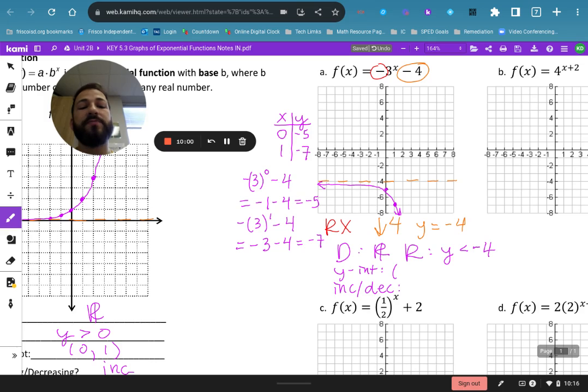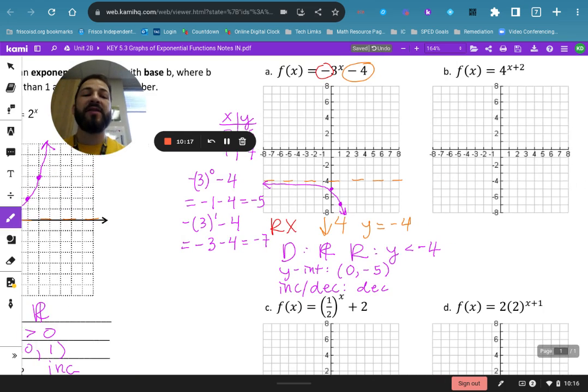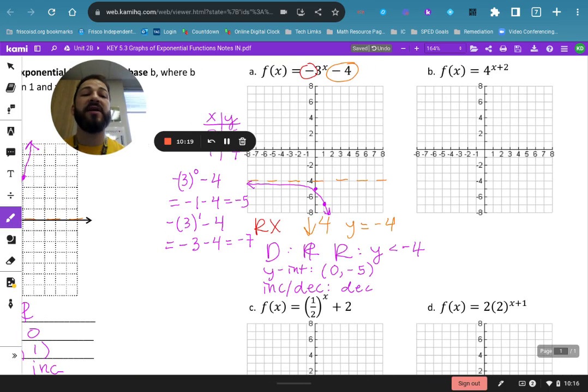So 0, -5. And then increasing or decreasing: because of that reflection, this function is now decreasing. Pretty straightforward. Okay. So that's A. Let's do one more together, see if we can keep up with all of our stuff.